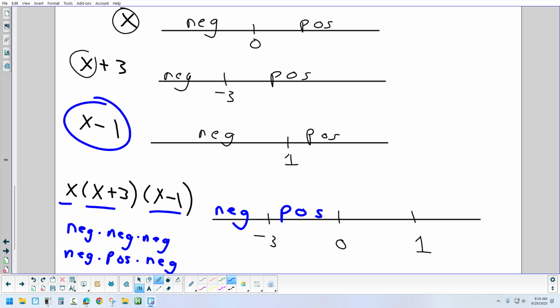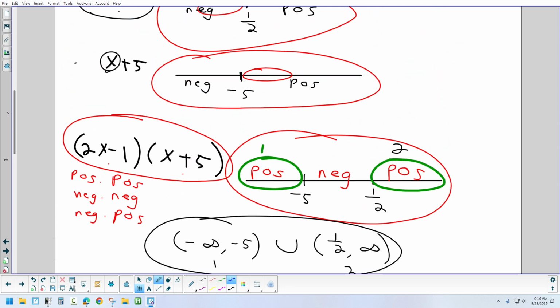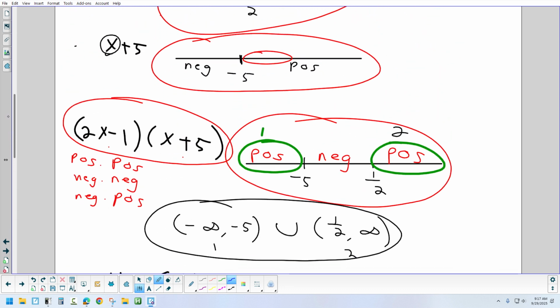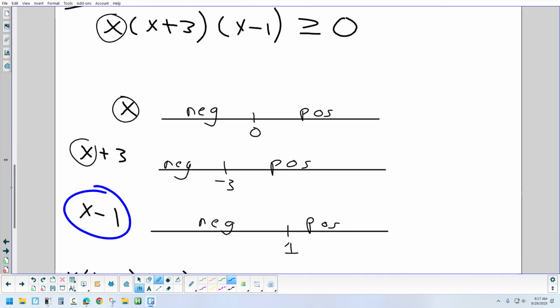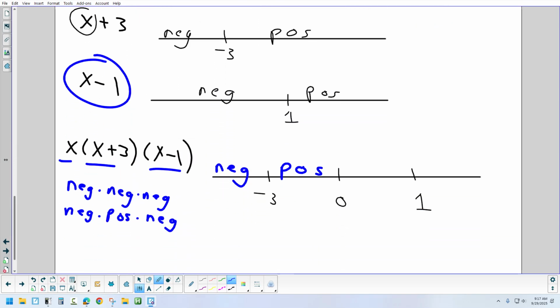Now, I don't know if you've noticed the pattern, but in the final answer, the sections always alternate. Negative, positive, negative, or positive, negative, positive. Okay? So technically, once you know the first one, it's going to alternate from there. But I always check the first 2 just in case I made a mistake on the first one.